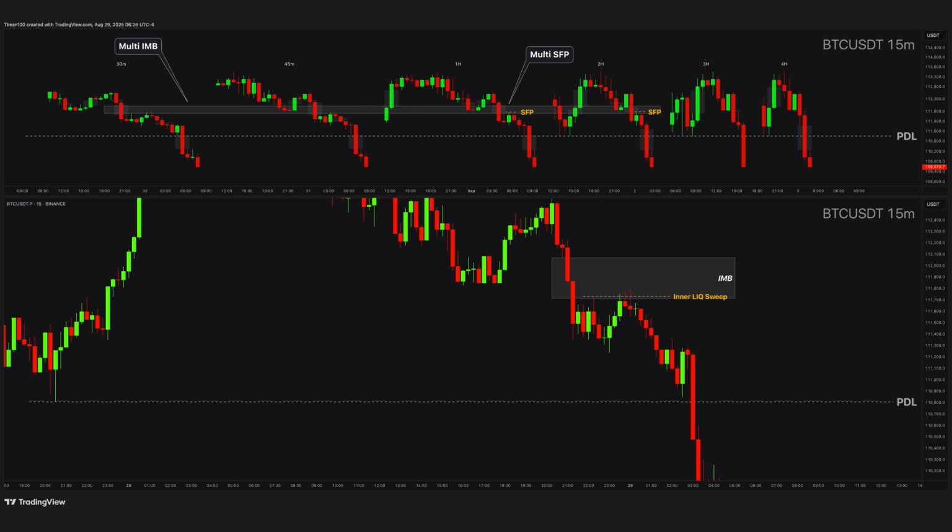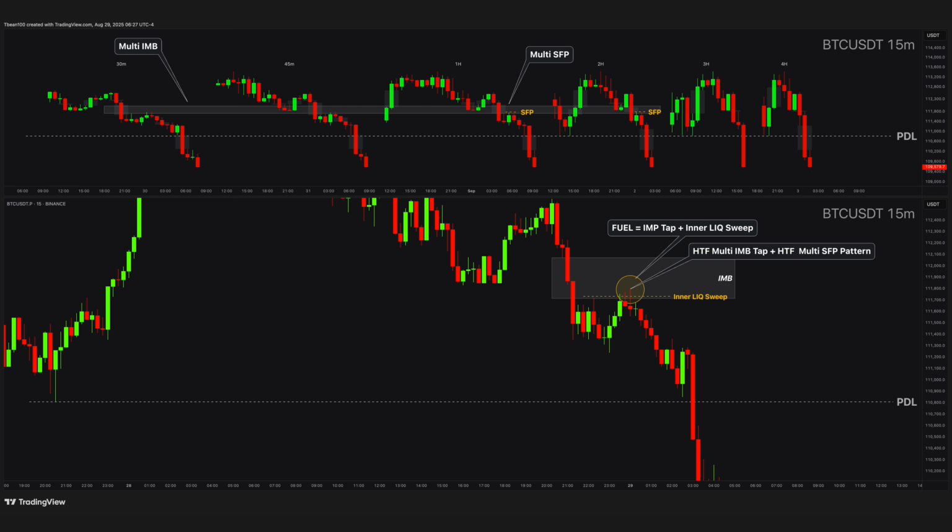There are two important things to highlight here. First, the fill. Now, what do we mean by fill? Fill is basically the imbalance gap combined with inner liquidity. And that's exactly what you can notice here.